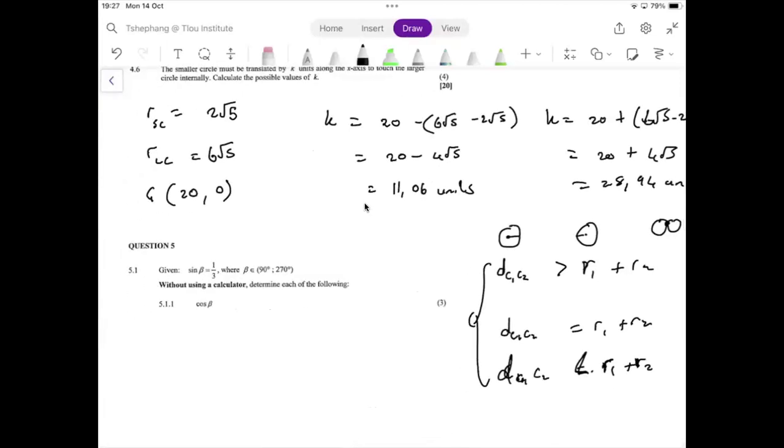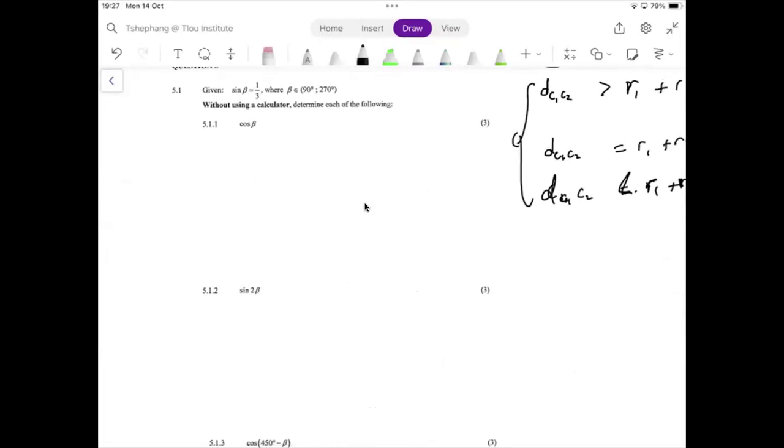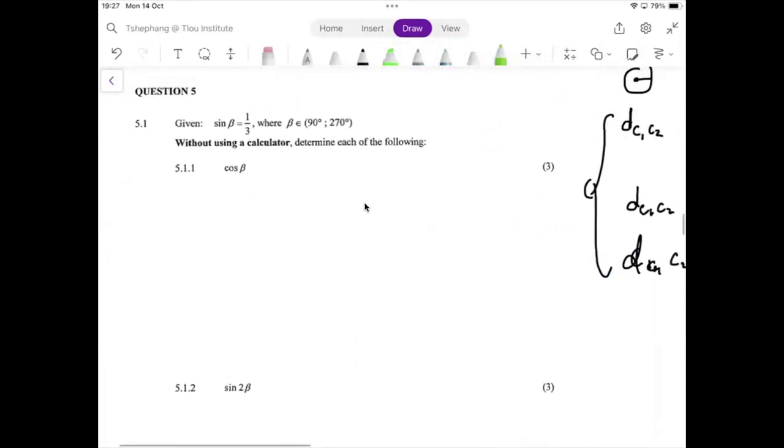Okay, for the sake of time, we're left with 30 minutes and we still have quite a lot to do. I am going to move on. Question 5, 5.1.1. Without using a calculator, determine each of the following. Okay, cos of beta, given that sine of beta is equal to 1 over 3.